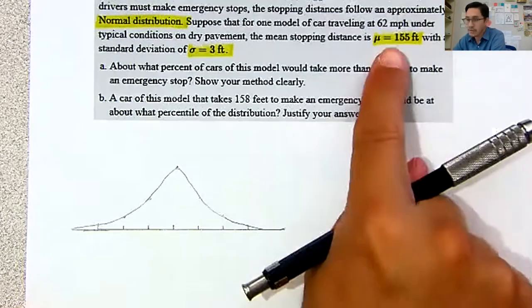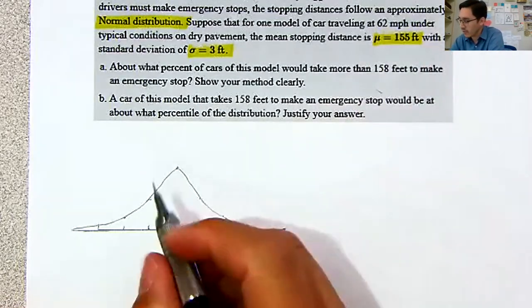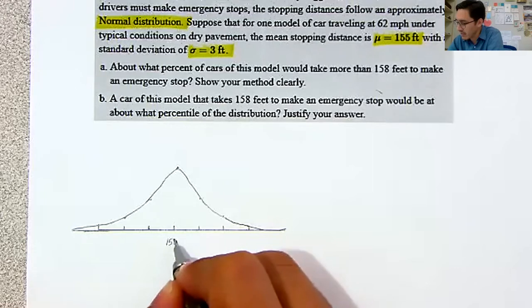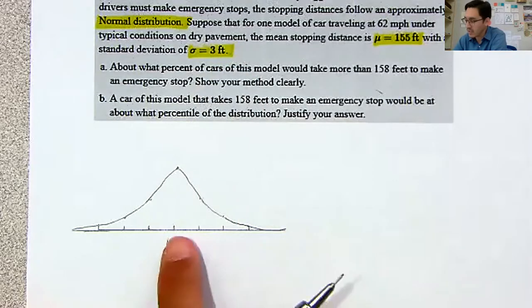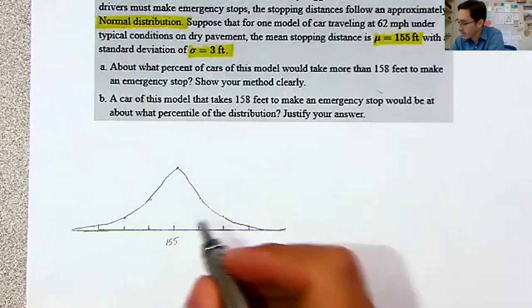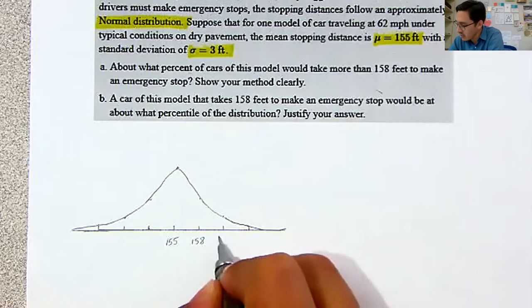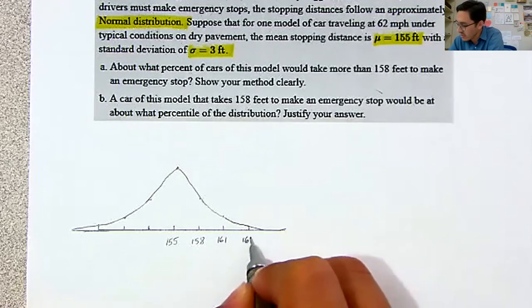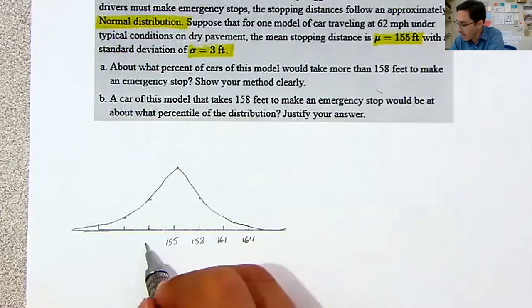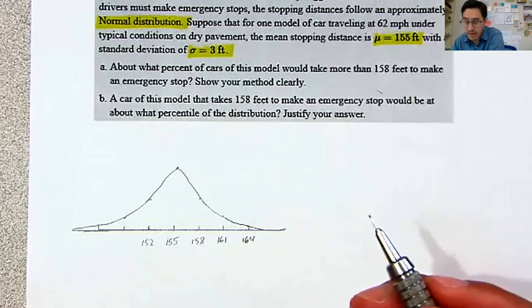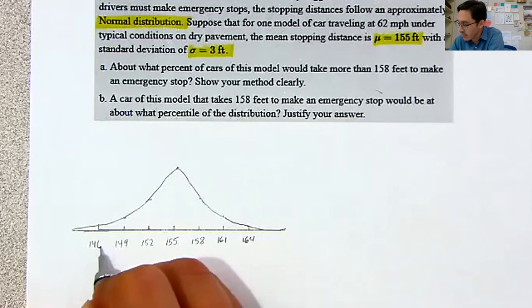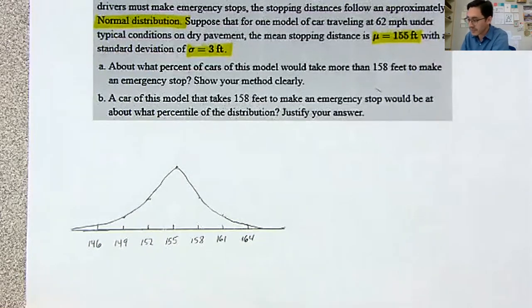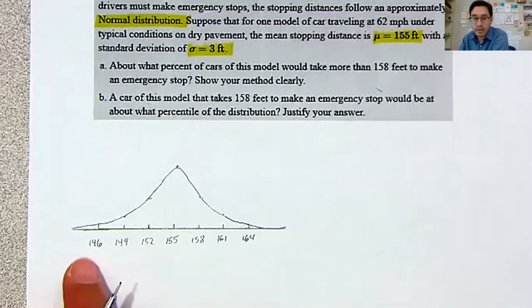All right, so the mean is 155 feet, so we can place that value in the center of our number line, below the peak. And then the standard deviation is 3 feet, which means each of these increments will be of 3. So this will be 158, 161, 164, and then going the other way, we're just subtracting 3 now, so 152, 149, and 146.